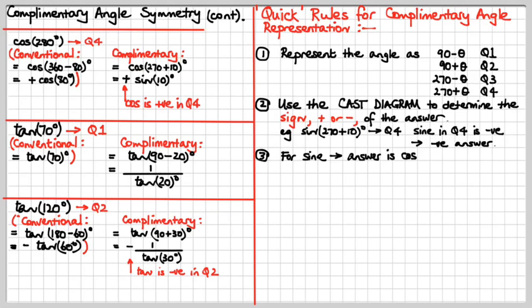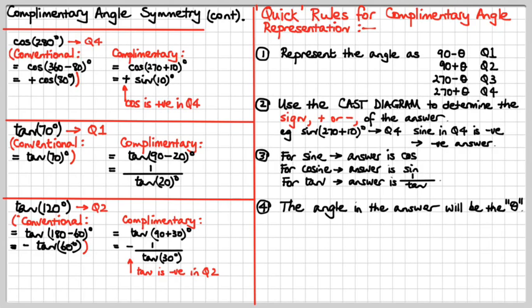So, for sine of a complementary represented angle, relative to the vertical axis, you're going to get cos for the answer. For cos of it, you're going to get sine for the answer. For tan of it, you're going to get 1 over tan for the answer. And the angle in the answer will be the theta bit, whatever that theta bit is there.